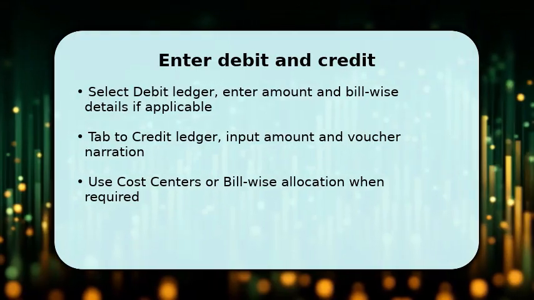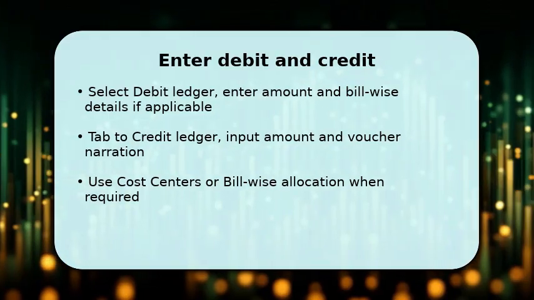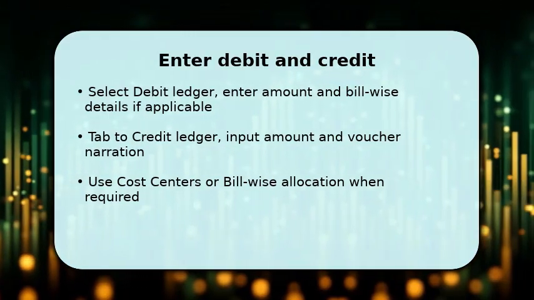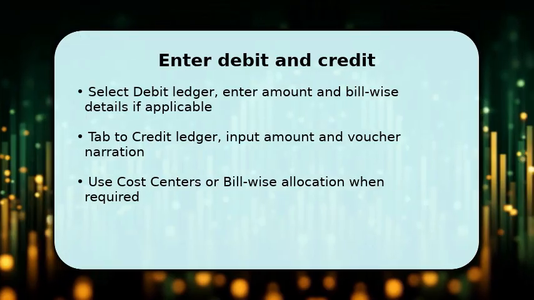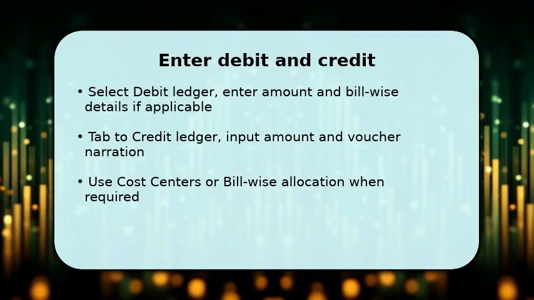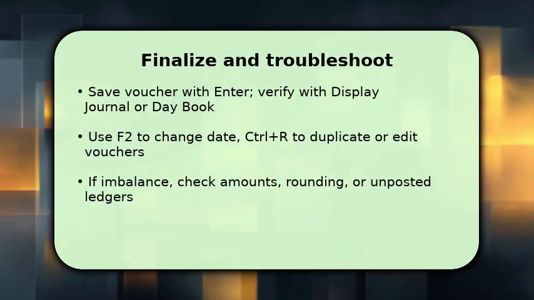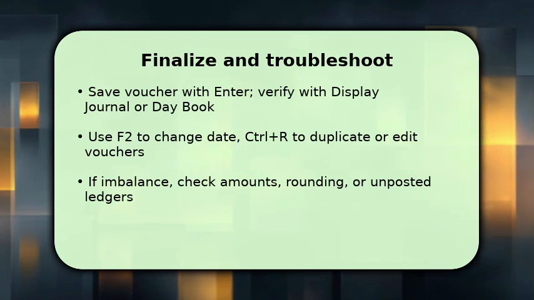Use Alt+R for bill allocation, F12 to adjust behavior, and provide concise narration to explain the business purpose. Make sure any tax ledgers or inventory effects are included before saving. You're ready to finalize. Press Enter to save and then review the voucher in Daybook or Display Account Books Journal.